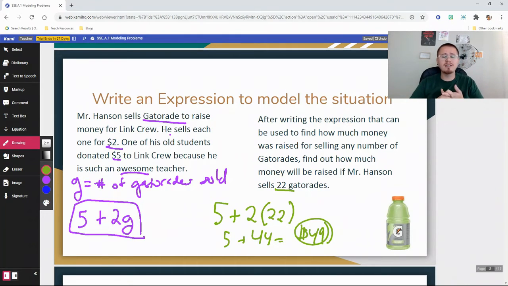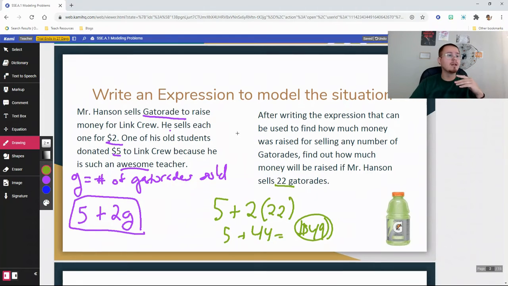Now, does that talk about profit? No, because we know that's just the revenue. I'd have to subtract the cost that I spent on Gatorades. But I'm putting some money in Link Crew's pocket. So thanks for contributing, if you've ever contributed.